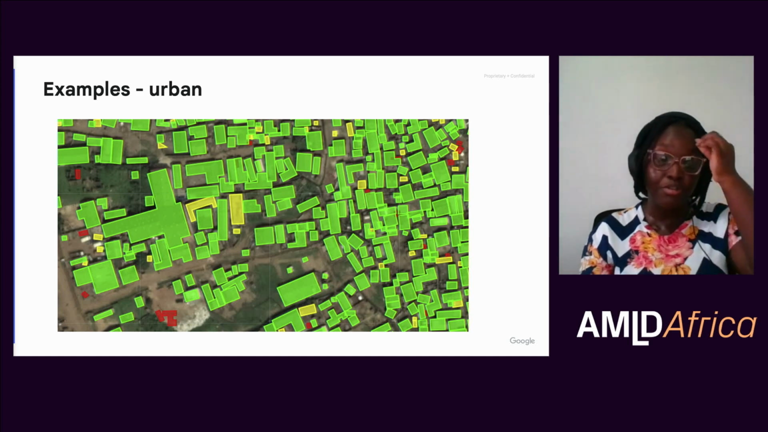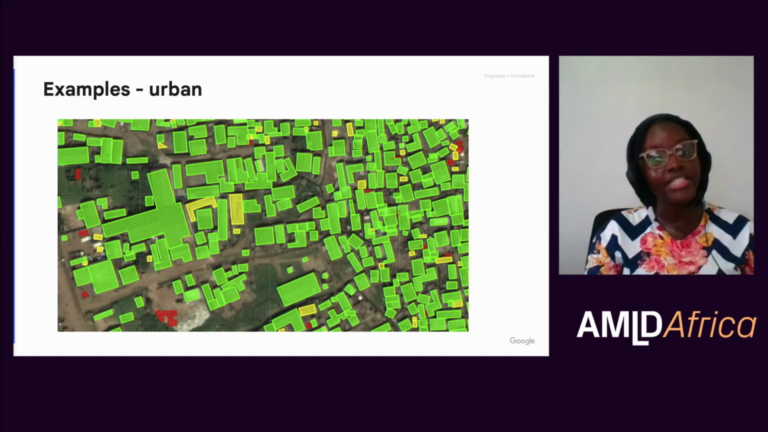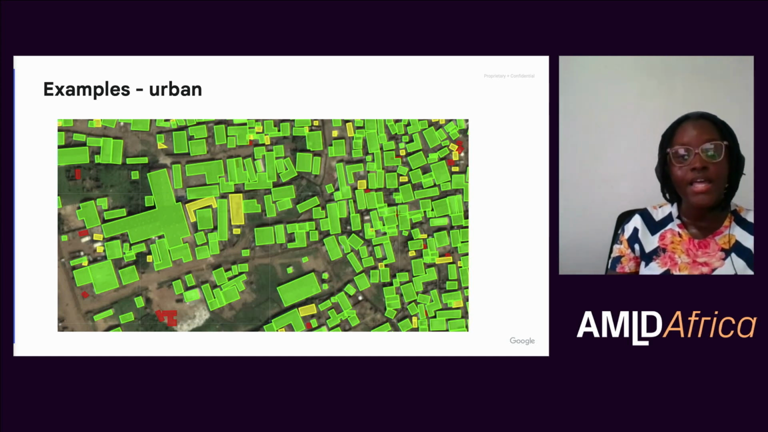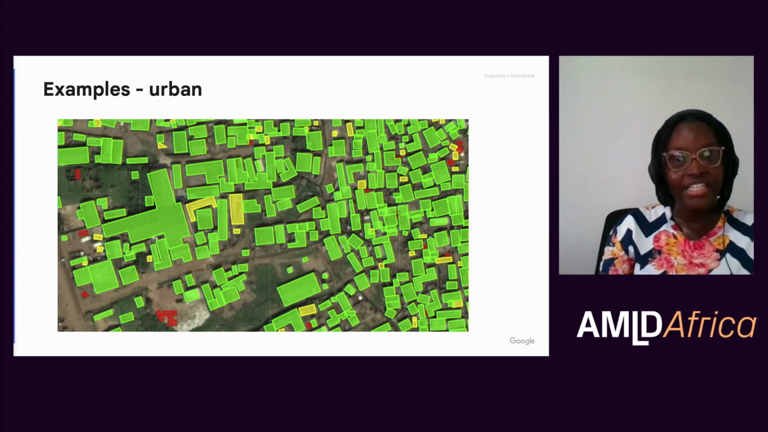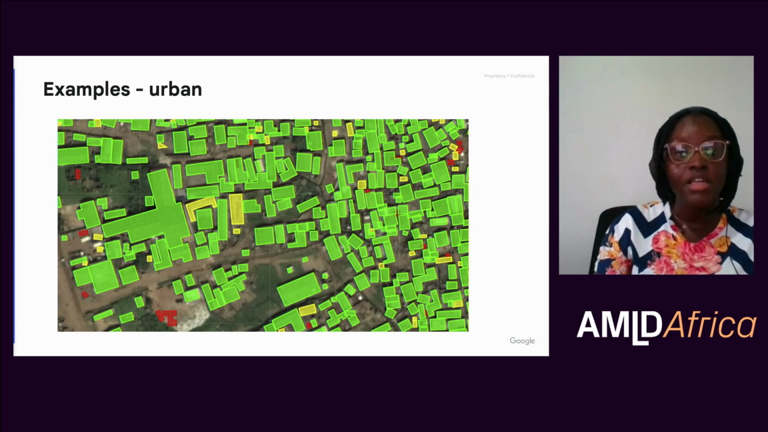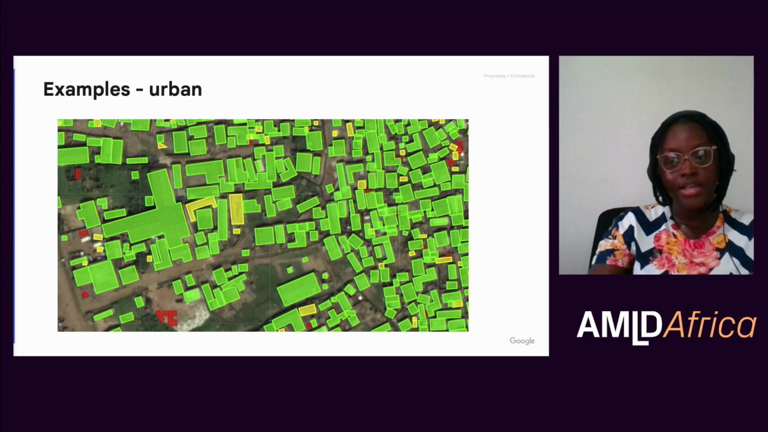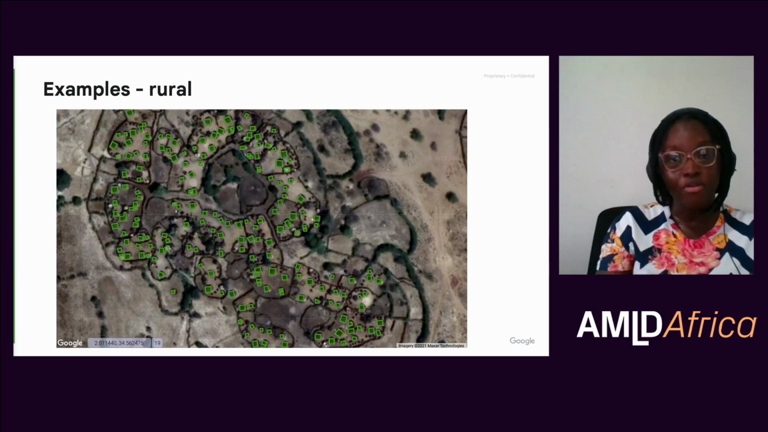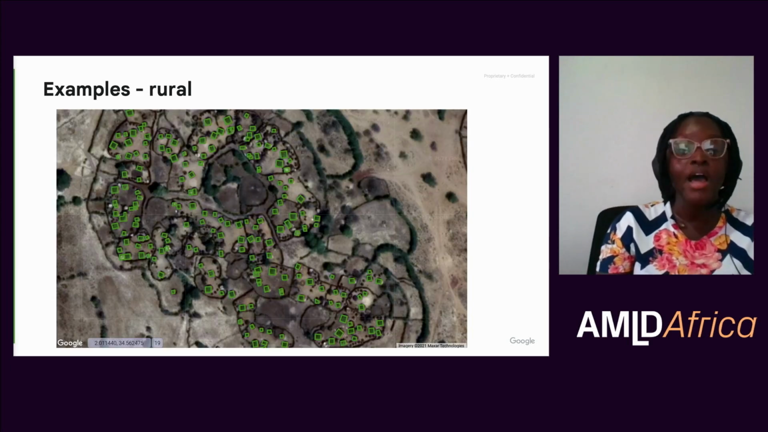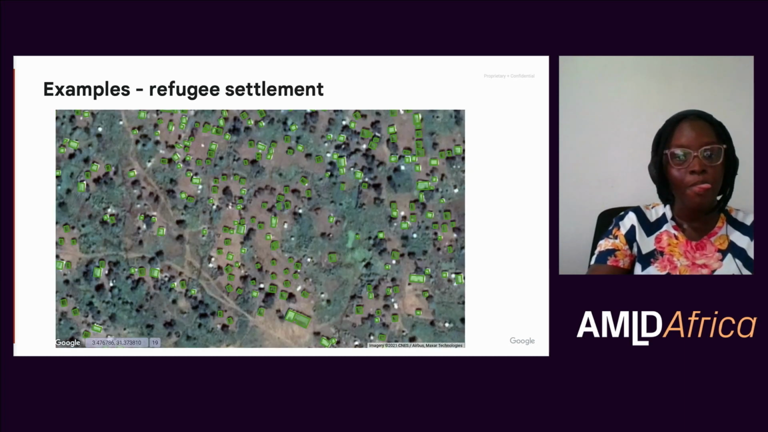I'll show you some examples of the inference run on our dataset. So in this, you see buildings detected from satellite imagery by our model. For the confidence scores, the green ones are the most confident, followed by yellow and then red. We did some for rural areas as well, and we see here our model is very confident that all these are buildings. And then for refugee settlements, it wasn't all that good.